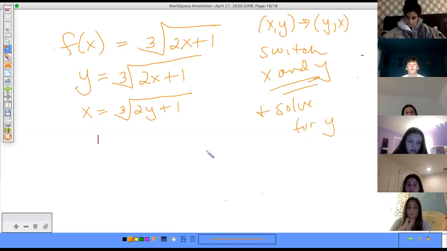And after this, is this when you put it to the third power? Well, here, yeah, because we're trying to solve for y. So let's use our heads. We have to use the inverse operation of the cube root of something, right?